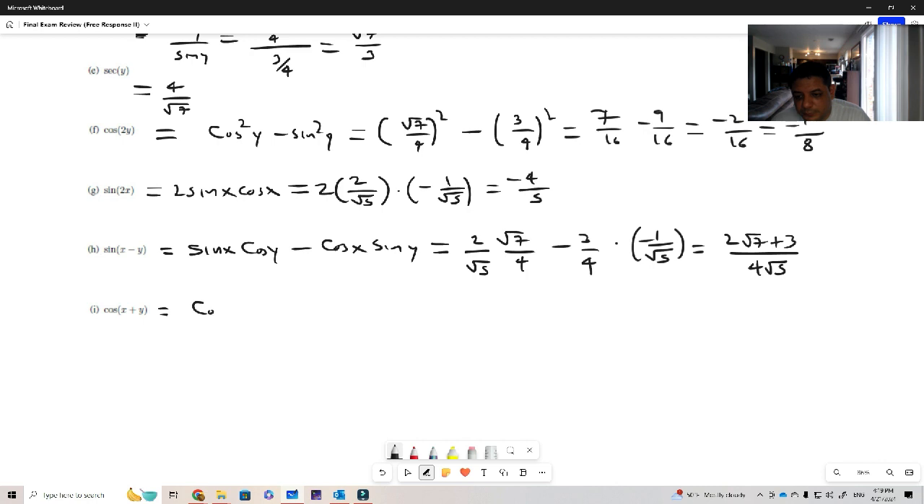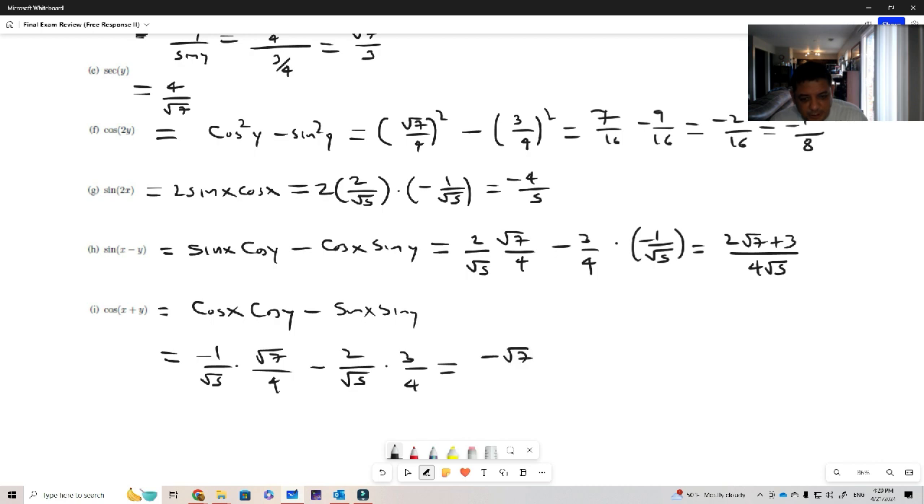Now, for cosine of x plus y, this is cosine of x cosine of y, minus sine of x sine of y. And so it's a similar scenario. This is going to be minus 1 over the square root of 5 times the cosine of y, which is square root of 7 over 4, minus the sine of x, which is 2 over the square root of 5, times the sine of y, which is going to be 3 over 4. Then we multiply the numbers that we just got, and we get minus the square root of 7 over 4 square root of 5, which is going to be a common denominator. And so this is going to be minus 6 over 4 square root of 5. And that's it. This is the conclusion of the questions for the final exam review.